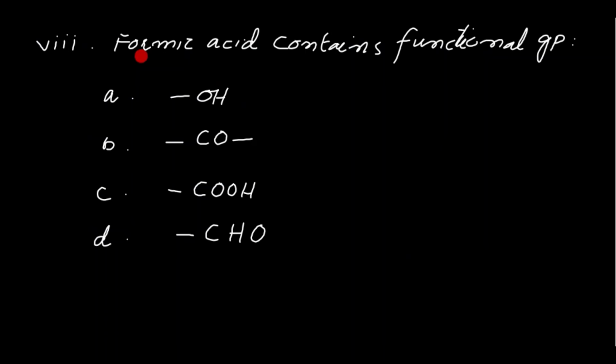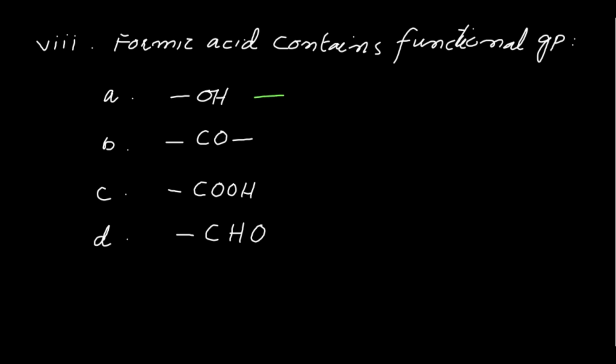In the next question, we are asked, formic acid contains which functional group. We are asked to find the functional group which is present in formic acid. यानी हमने देखना है कि formic acid में कौन सा functional group मौजूद होता है. Some functional groups are given to us and we are asked to choose which functional group is present in formic acid. ठीक है, students? Now we will write the functional groups which are present here, and then we will see which functional group is present in formic acid.